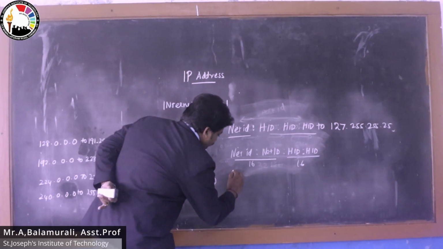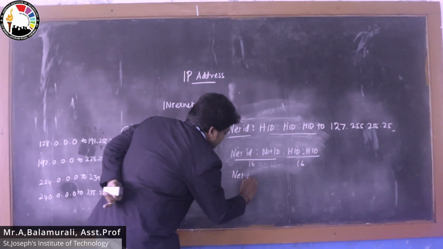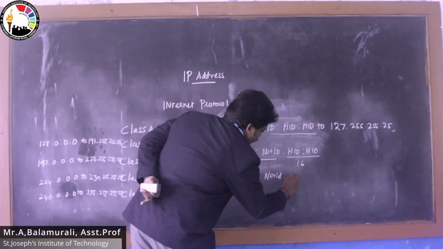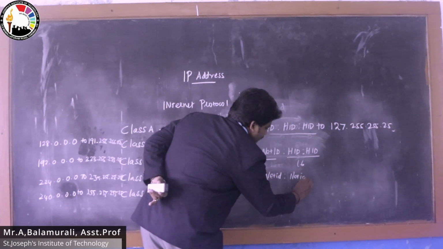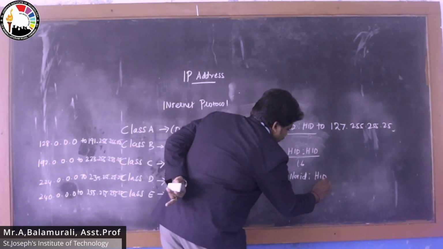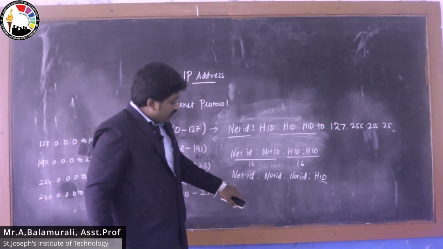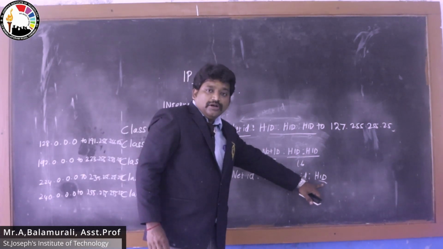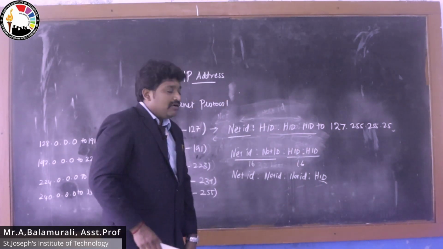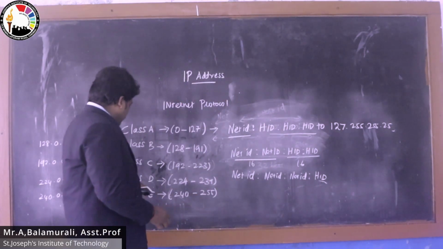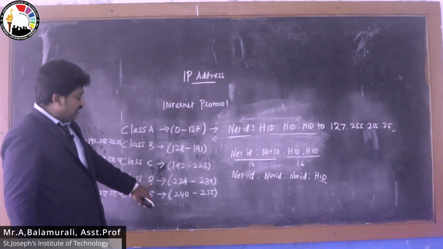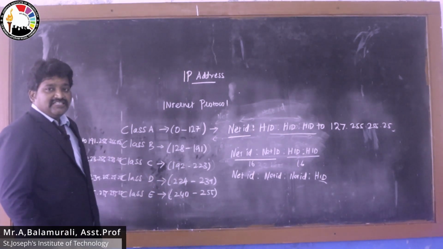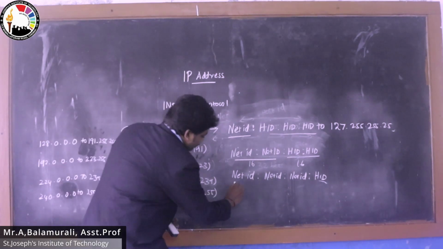Class C, 3 partitions are allotted for net ID: net ID, net ID, host ID. Okay, so here 24 bits are going to be allocated for net ID, remaining only 1 partition is going to be allocated for host ID. But next one is where all 4 partitions are allocated for net ID. Class D ranges, all 4 partitions are going to be allocated for net ID.